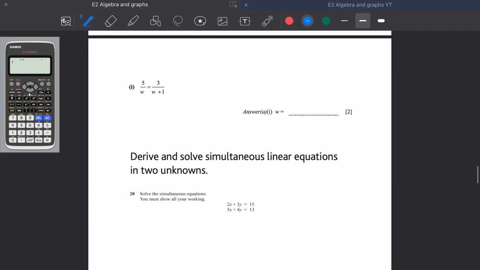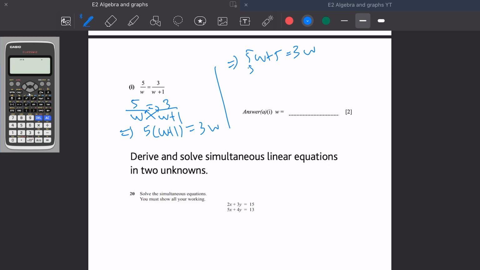The next question is 5 divided by w is equal to 3 divided by w plus 1. Let's cross multiply. 5 into w plus 1 and 3 into w. You get 5 into w plus 1 is equal to 3w. This becomes 5w plus 5 is equal to 3w. 5w minus 3w is equal to negative 5. 2w is equal to negative 5. w is equal to negative 5 by 2.